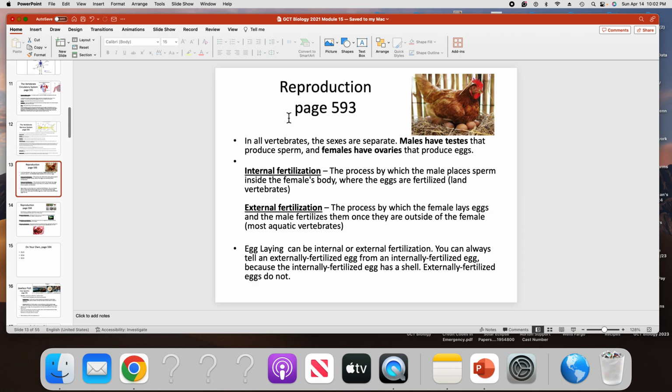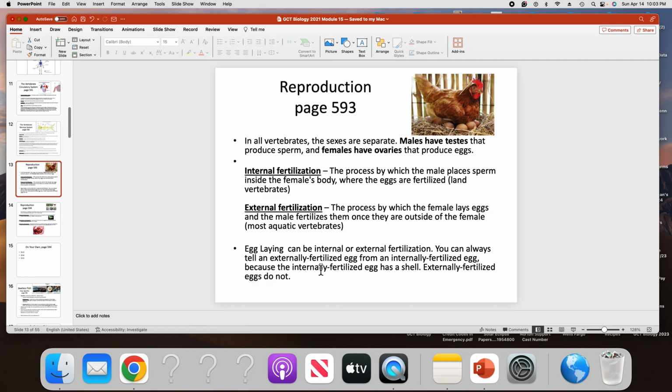Okay, so we'll talk about reproduction. And in all vertebrates, we know that they're either one gender or another. So it'd be either a male or a female. The male has testes that produce sperm, and the female has ovaries that produce eggs. So fertilization can take place either internally inside the female's body, or in some organisms it would be external fertilization, where the eggs are fertilized once the female has laid them.